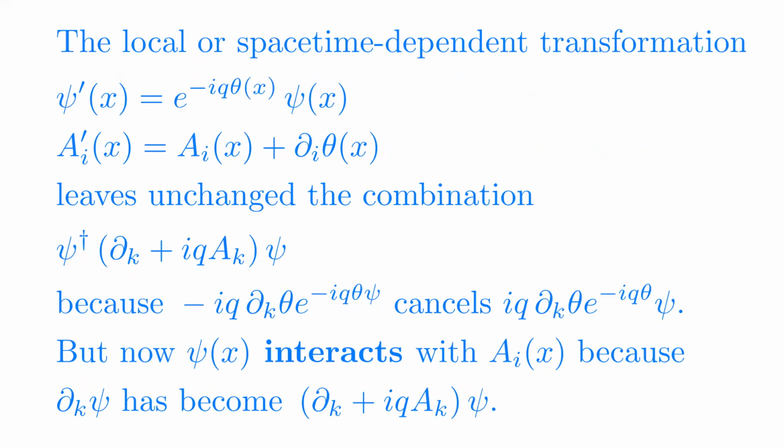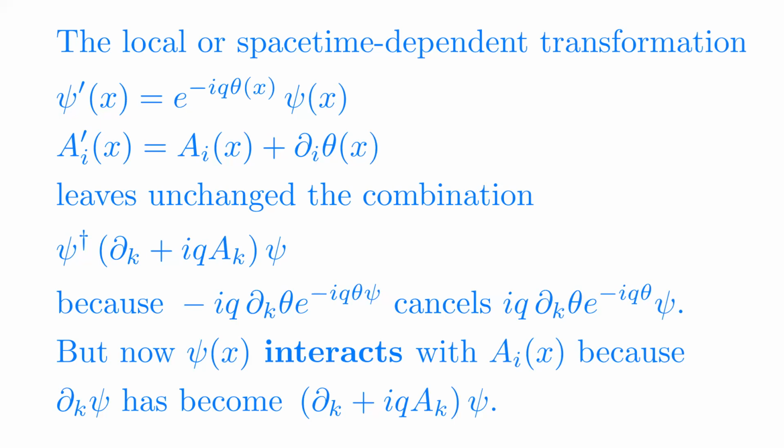If you have a local or space-time dependent transformation like this, so this is the gauge transformation of the vector potential. This is the charge symmetry transformation of a charged field psi. This transformation, even though the theta depends upon space-time X, leaves unchanged this combination. This thing is often called the covariant derivative. And the reason is, if you work this out, replacing psi by psi prime and A by A prime, you find that the awkward terms cancel. The derivative acting on the theta in psi is canceled by the derivative that comes from the gauge transformation.